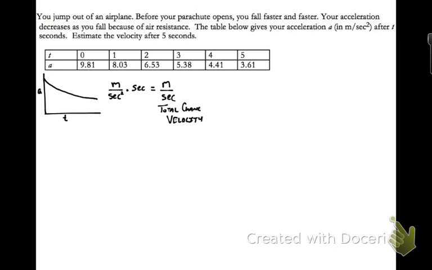So my velocity when I first jump is 0. And my velocity at the end is, well, my new velocity is how much I've accelerated in total. So in this case, if I want to approximate this, I'm going to use a right Riemann sum. I'll do it in blue. And my right Riemann sum, since this function is decreasing, will be an underestimate, because my rectangles will always be under the curve.